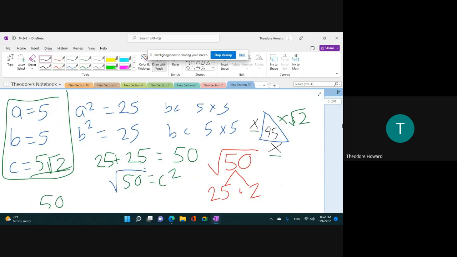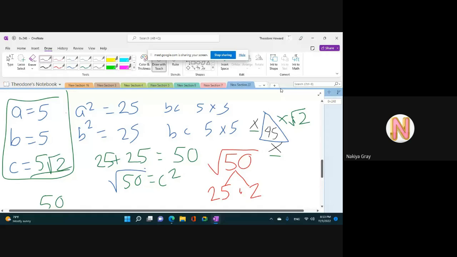Let's look at the 45, 45 triangle. If the opposite leg is X, the adjacent leg should be what? Equal. They should have the same length. Okay, so what about the hypotenuse? The hypotenuse should have the square root of 2 and X. So A, B, and C are all going to have the same length of 5, but the only difference is C is going to have the square root of 2.